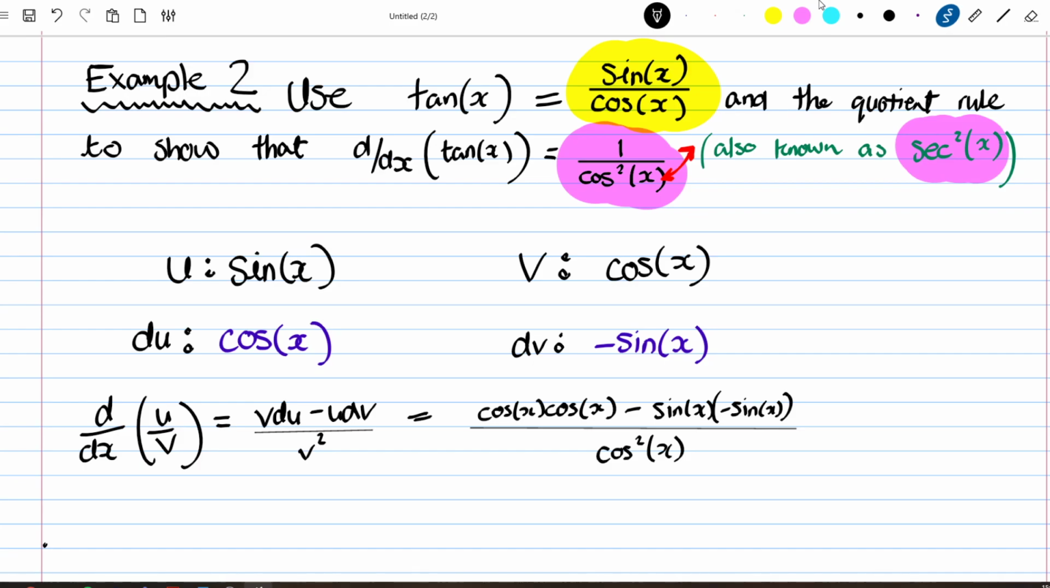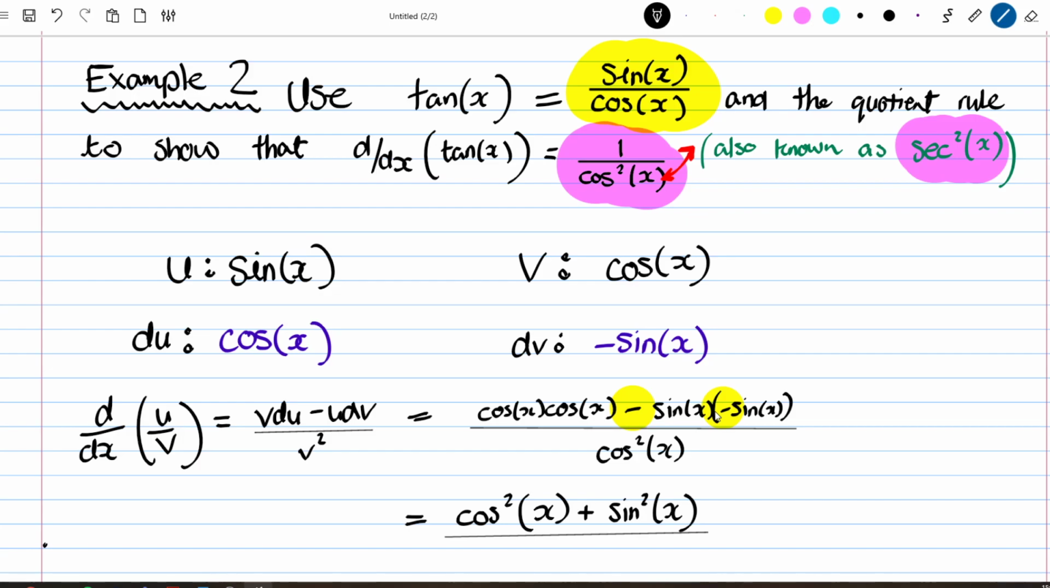Now, the eventual answer matches in terms of the denominator, but not quite on the top yet. We've got a 1 here. It's not immediately obvious where that's going to come from, but with a little bit of simplifying, cos times cos is equivalent to cos squared. We've got sine times sine over here. We've got a minus here and a minus there, so that is going to give us a plus. And we have cos squared plus sine squared.